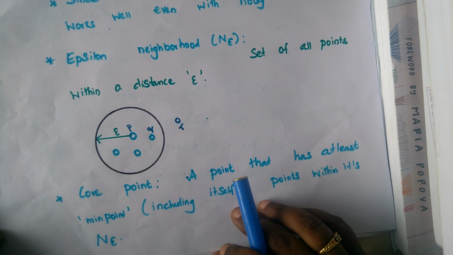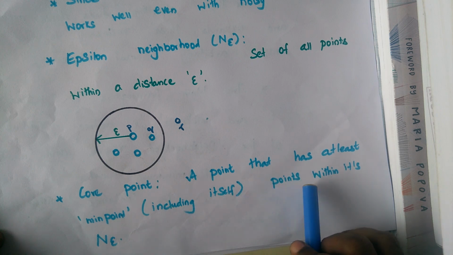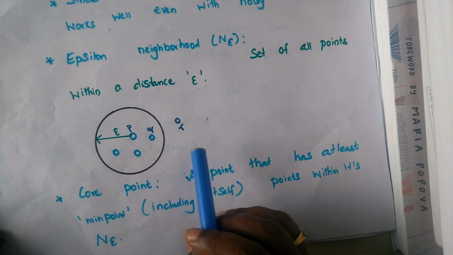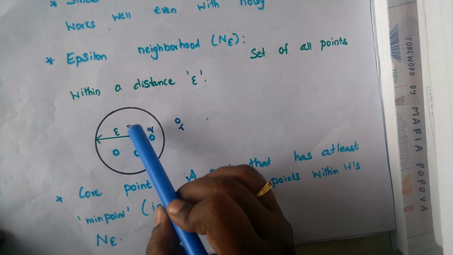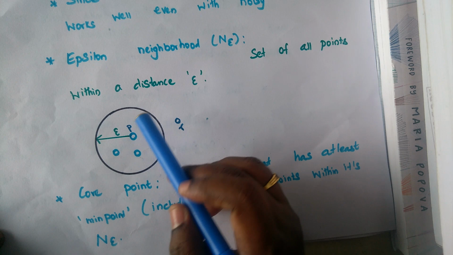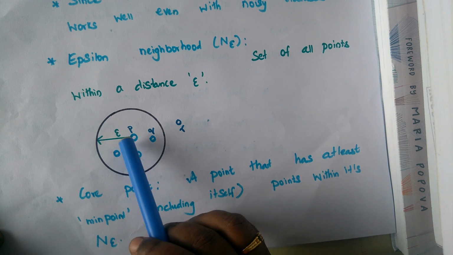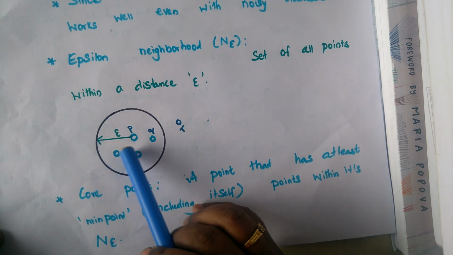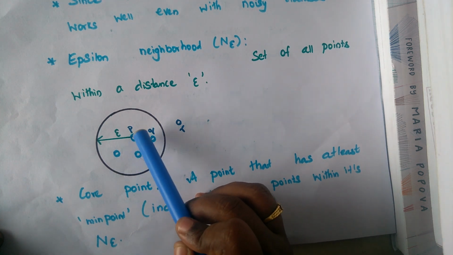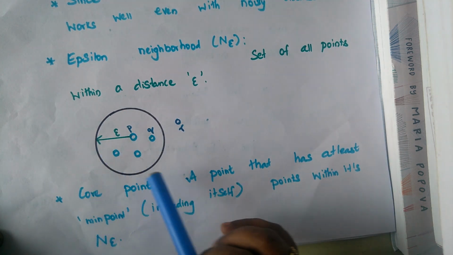We also need to understand what a core point means. A core point is a point that has at least min points, including itself, within its epsilon neighborhood. Let's take this figure and say point P is a core point. To call P a core point, we need to fix min points. Let's fix min points to be 4. That is the criterion that needs to be satisfied. If min points is 4, and including P it has 4 points within this epsilon neighborhood, then P can be called a core point. That's what a core point means.